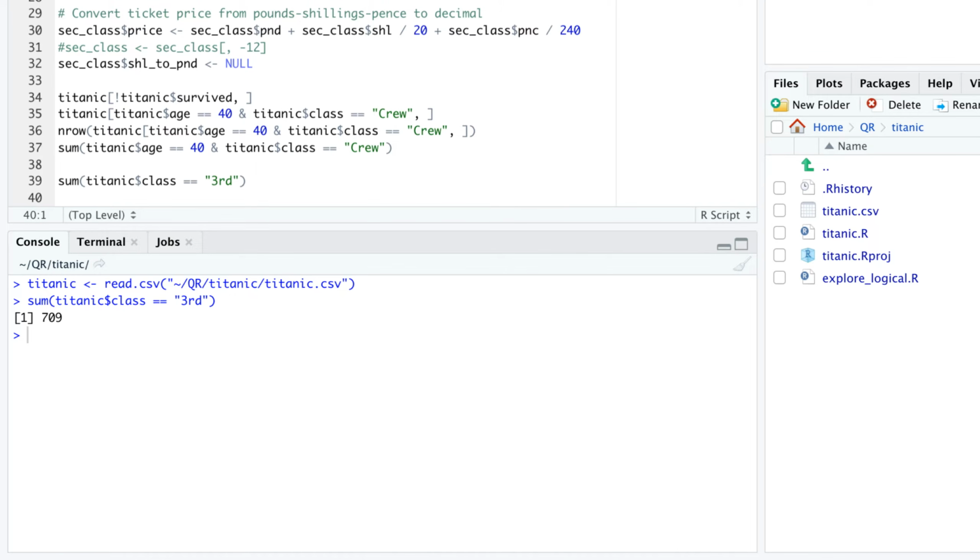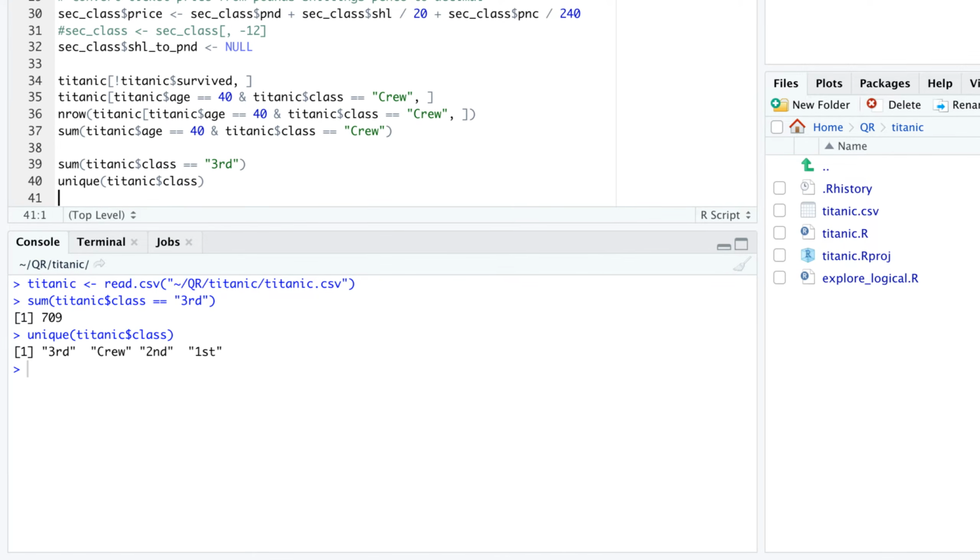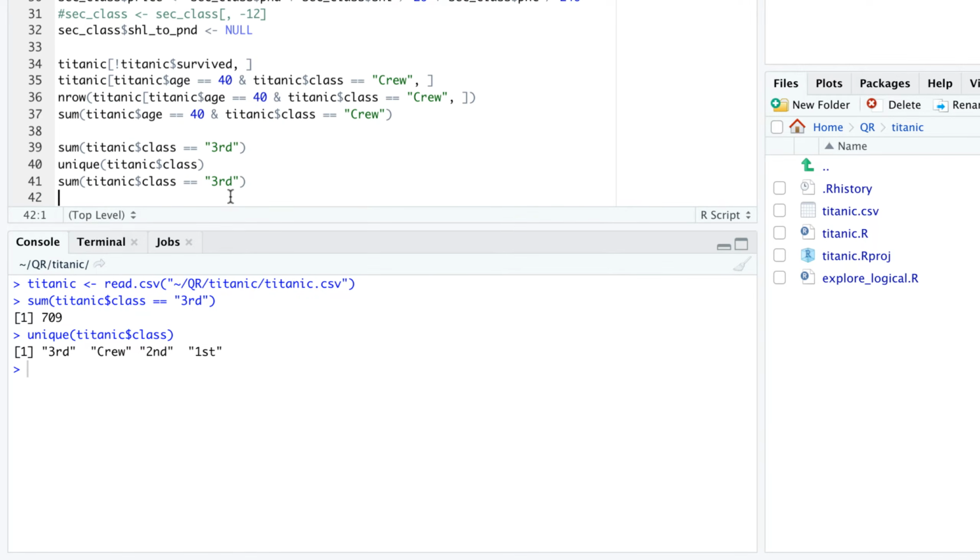Suppose we also want to find out the corresponding numbers for all other classes. In principle, we can replace 3RD in the previous command by all unique values in the class column. That is, we first run unique(Titanic$class), a command we already saw in tutorial 6, and then we replace 3RD by all other elements in the output vector.